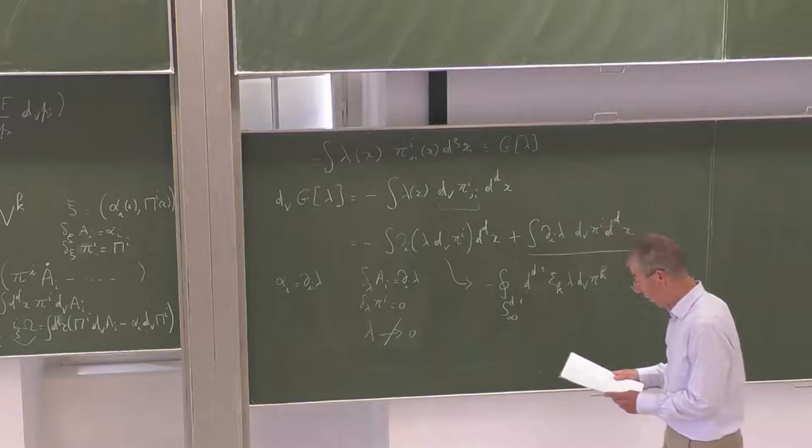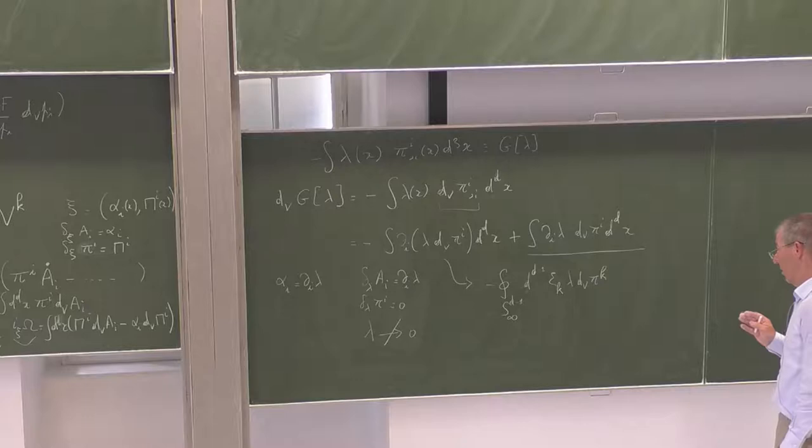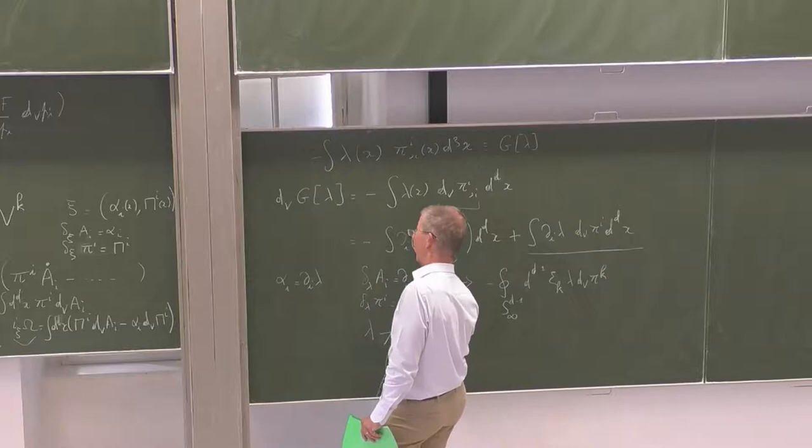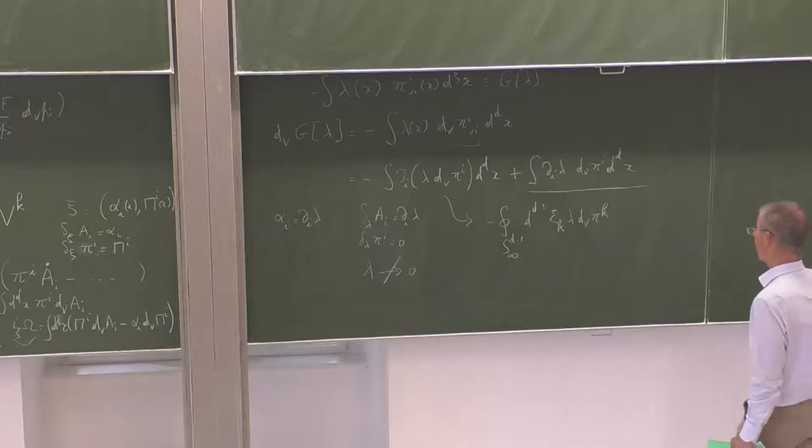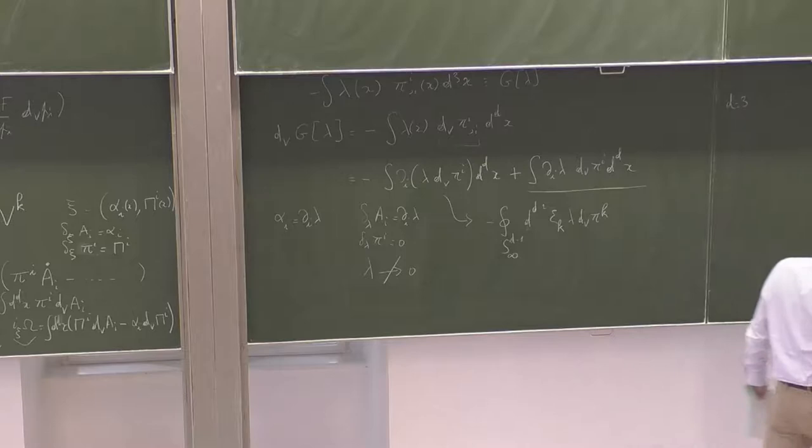Now, one can do slightly better. And let me just be, for definiteness, in three dimensions. To do better, you need to know the behavior of the fields at infinity. So I will take d equal 3. And then we know that the electric field goes as 1 over r squared at infinity. So maybe I just erase this, but the electric field will go like 1 over r squared at infinity.